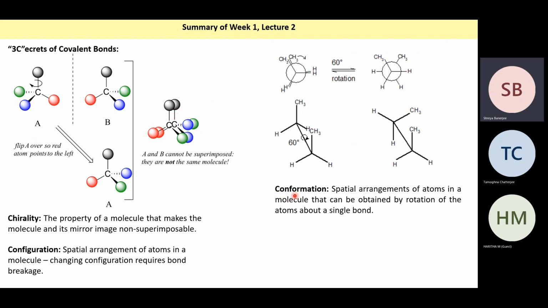And the third C is called conformation. So if you look at this molecule, this representation is when you are looking from one side of the molecule. You can see that the two CH3 groups are parallel to each other. If you just rotate this single bond by 60 degrees, the two CH3 groups become at an angle of 60 degrees to each other. So you can easily interconvert between these two because there is a single bond between them and that can freely rotate. So conformation is such a spatial arrangement of atoms that can be obtained by the rotation about the single bond.